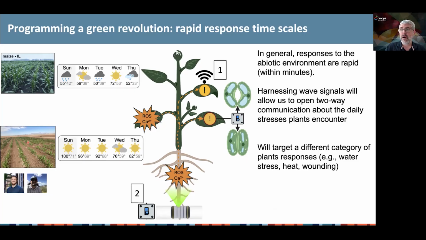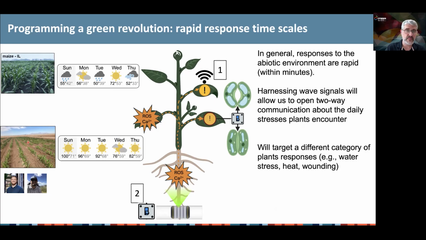And so by targeting this different category of plant responses, that is water stress, heat, and wounding, we really differentiate ourselves from Exemplars 1 and 2 and open up the ability to create programmable plant systems responding to a different class of stresses and responses.